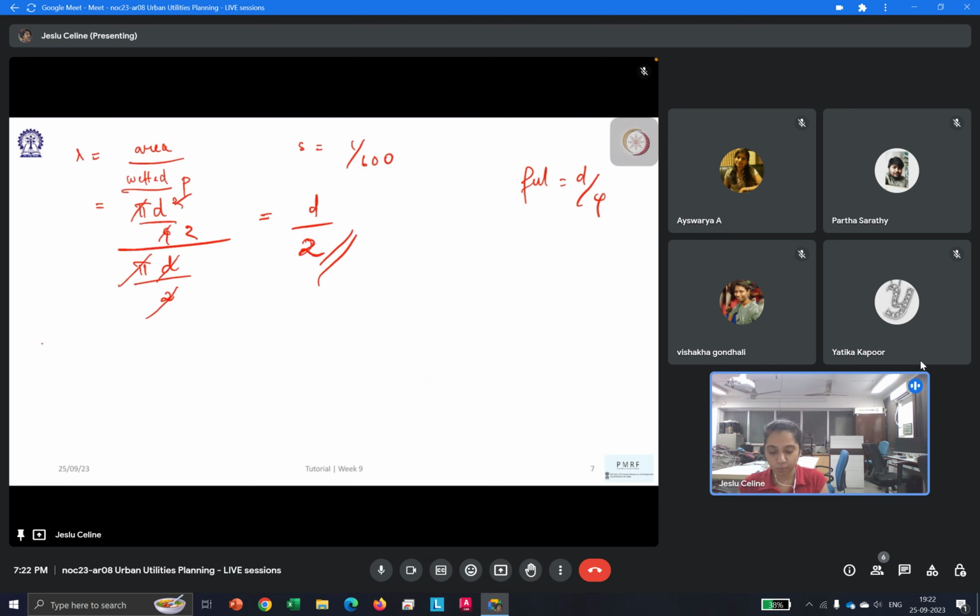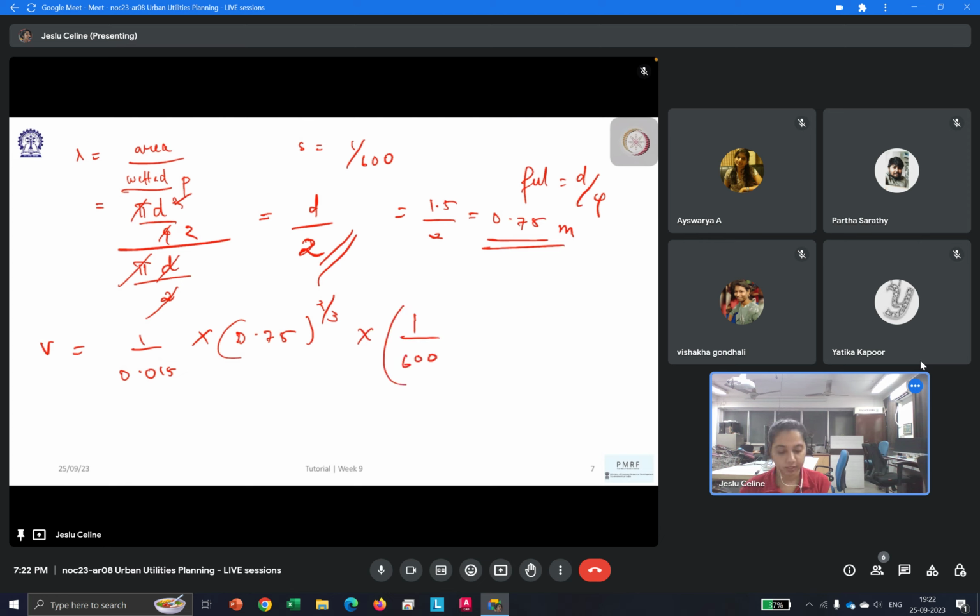Let's put this in the formula. V is equal to 1 by n, where n is 0.015, into R to the power 2 by 3, where R is d by 2. What was our d? D was 1.5, so 1.5 by 2 is 0.75 meters. So 0.75 raised to 2 by 3, into our slope 1 is to 600 raised to 1 by 2. How much does this come out to?